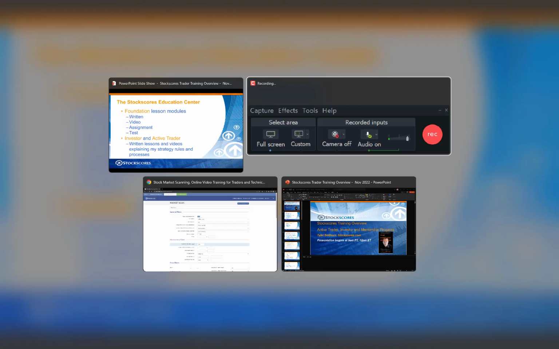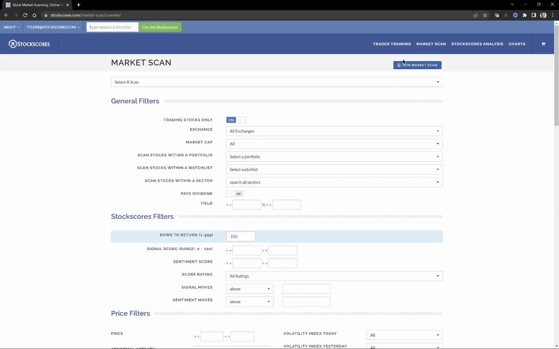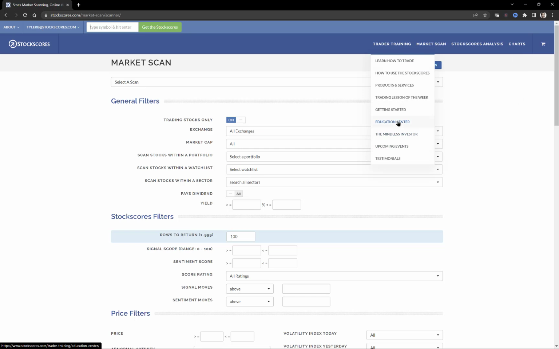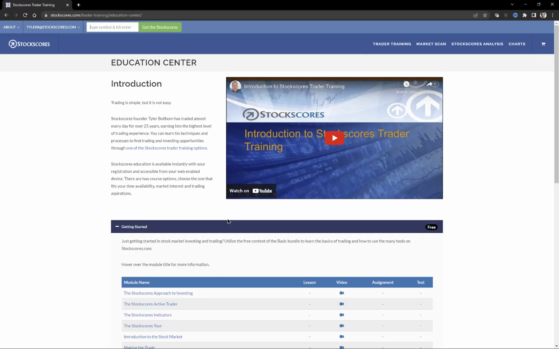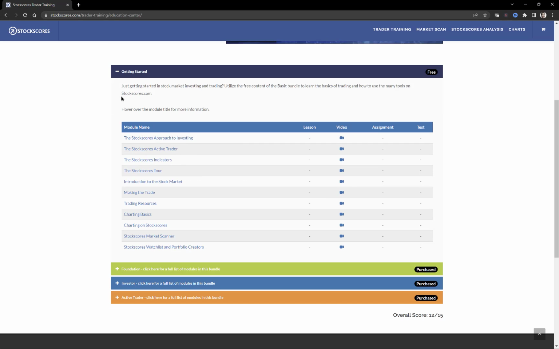So let's jump into the Stockscores website, and I'll show you this now. If I go to Trader Training and the Education Center right there, once I'm in here, you can see at the top is the Getting Started area. So this is a free area to access. Anyone can go into this. And I've got, I don't know, maybe 10 videos here on different concepts, all fairly basic.